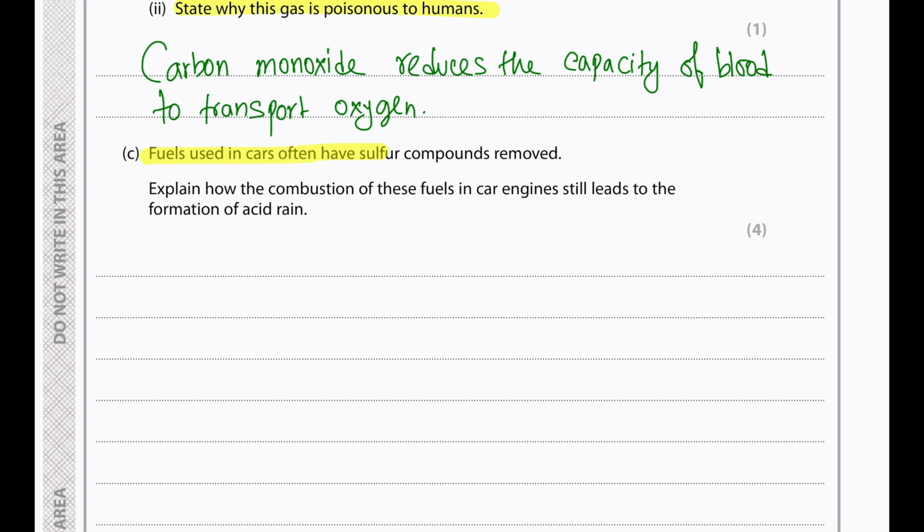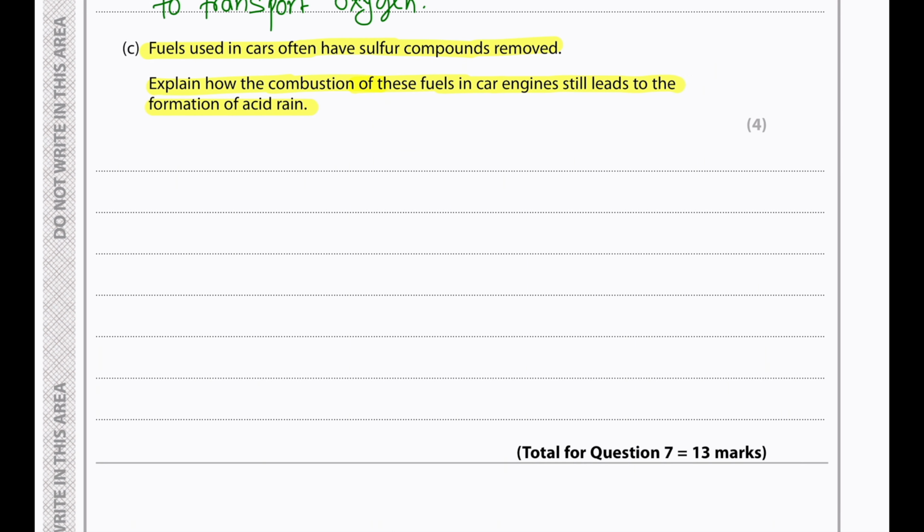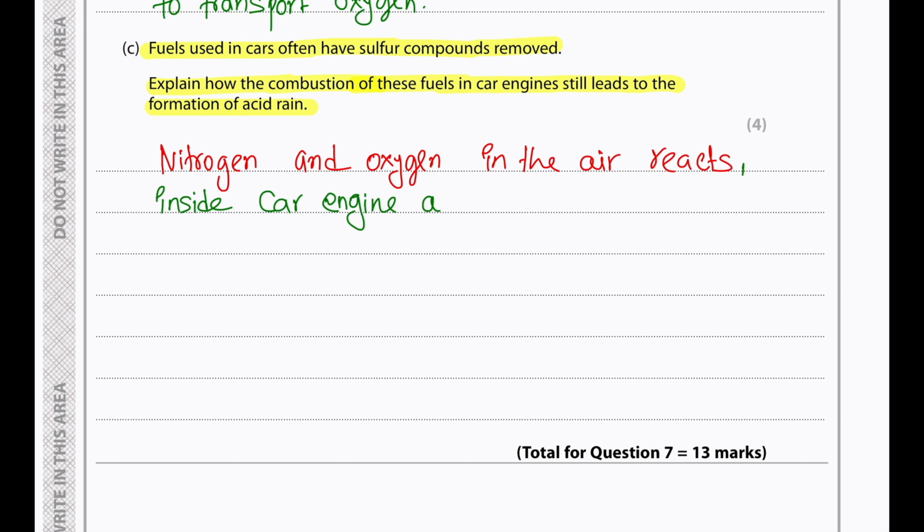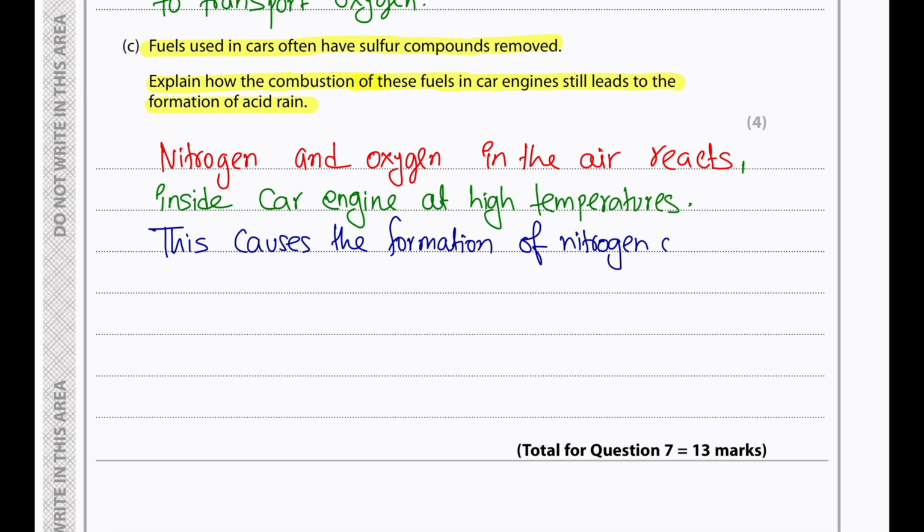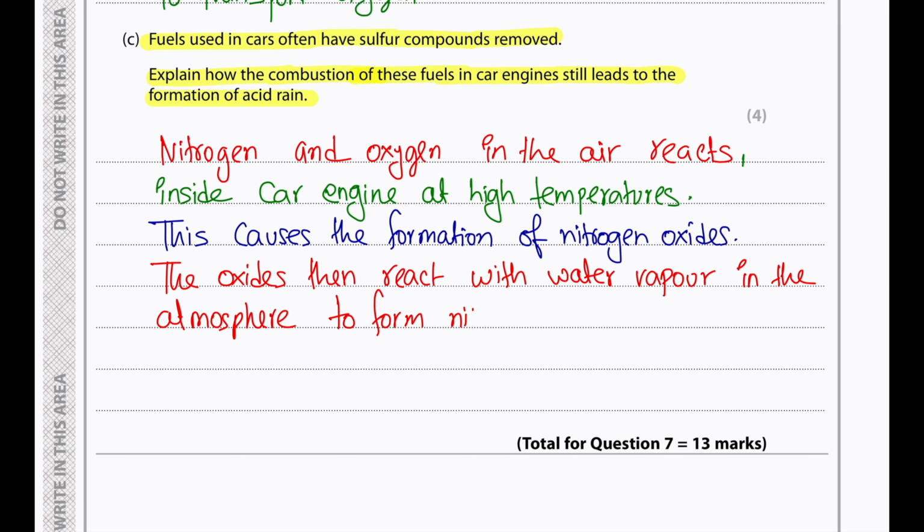Fuels used in cars often contain sulfur compounds which are removed. Explain how the combustion of these fuels in car engines still leads to the formation of acid rain. Nitrogen in the air and oxygen react inside the car's engine at high temperature, which causes the formation of nitrogen oxides. Those oxides can react with water vapor in the atmosphere to form nitric acid.